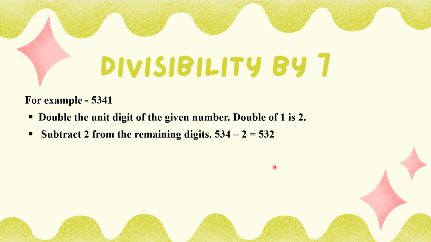I have got 532. Now 532 is still a 3-digit number. I cannot check easily whether it is divisible by 7 or not. So again I have to repeat the process. So now my number is 532.